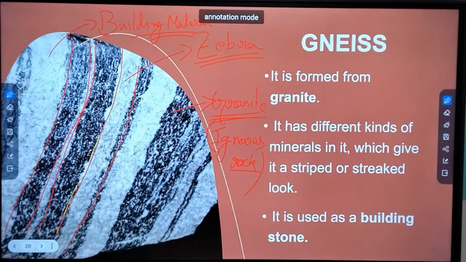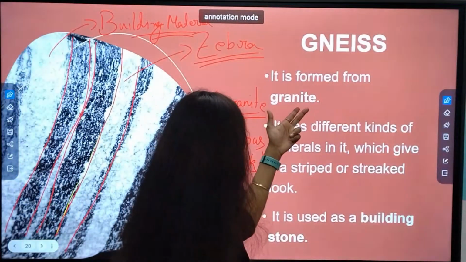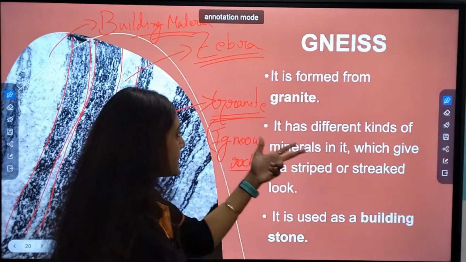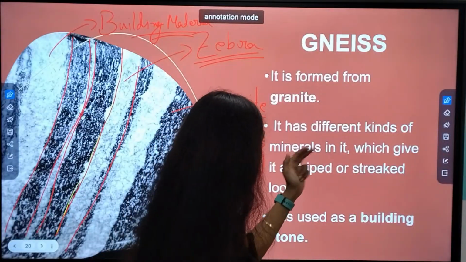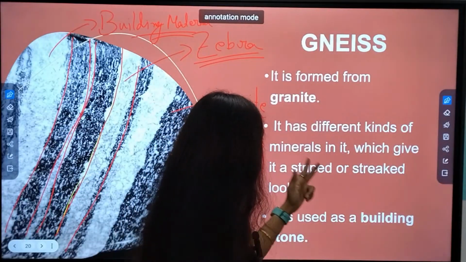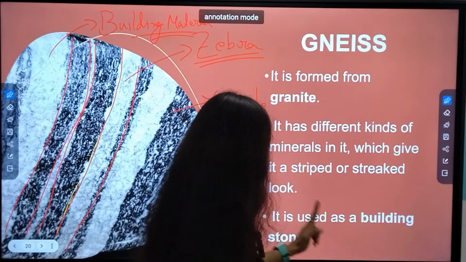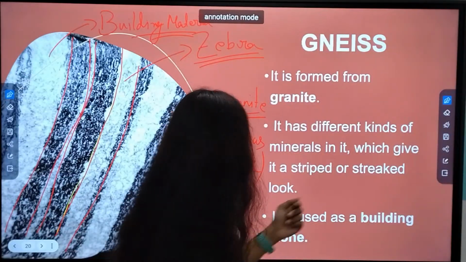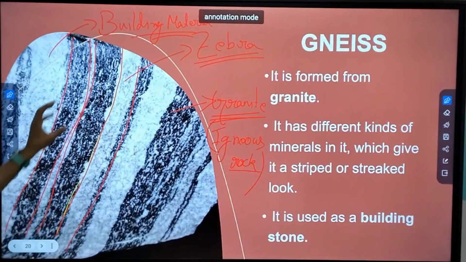Okay, now let's read. It is formed from granite. I have already told you it has different kinds of minerals in it, which gives it a striped or streaked look. It is used as building stone. Okay, what is the reason behind this stripe?